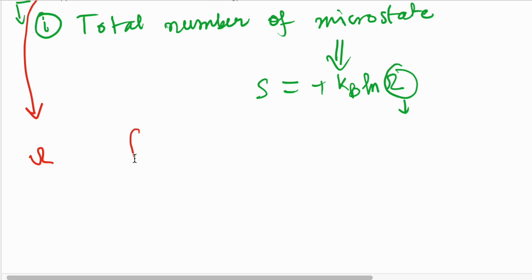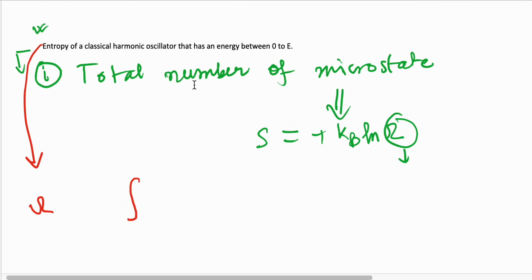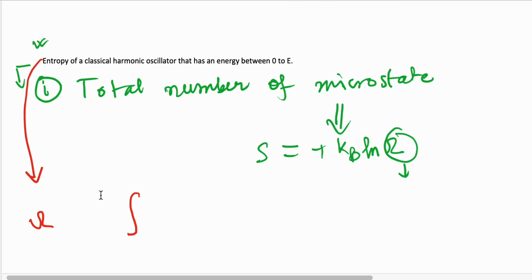And we know that for the counting, in one dimension, the smallest area or volume of one microstate is h. So 1 by h, the total number of microstates, is the total area. Or let me write it.